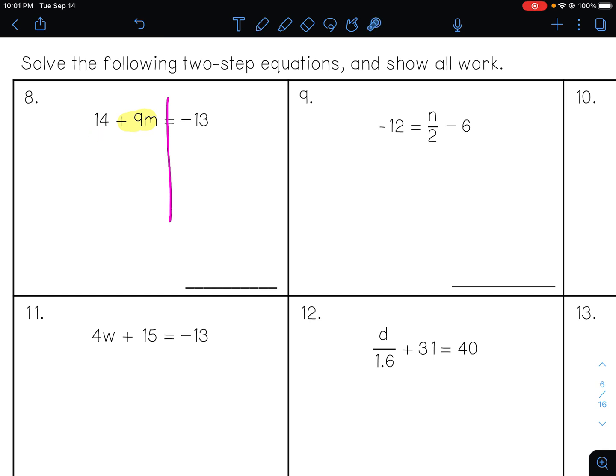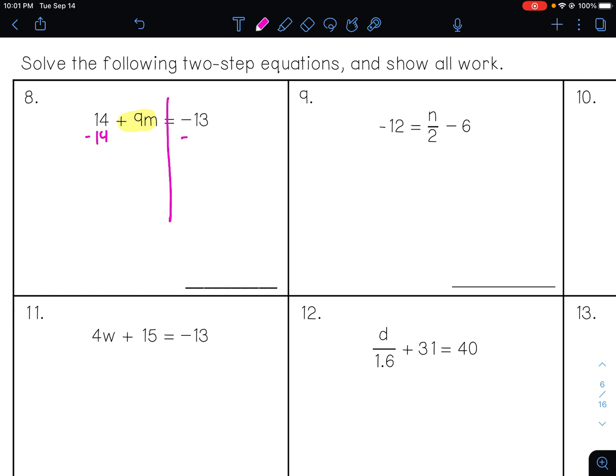Well, get rid of the 14. What's the opposite of 14? Negative 14. Now, why are we subtracting it and not dividing it? It's because 14 is being added to 9m. And what's the opposite of adding 14 to it?